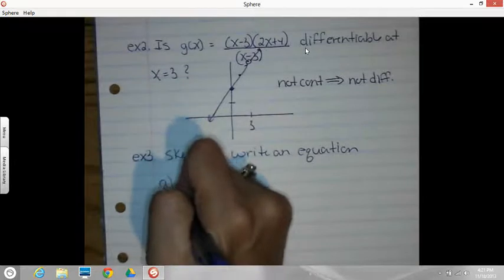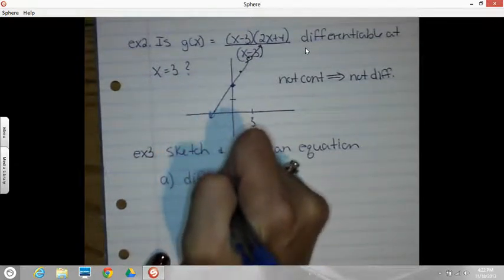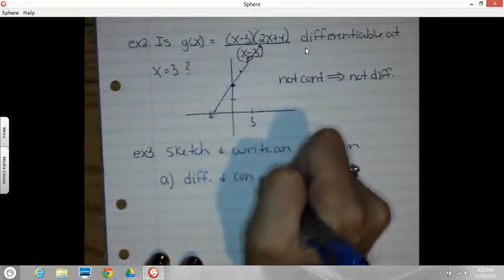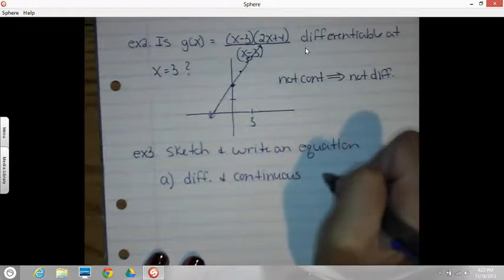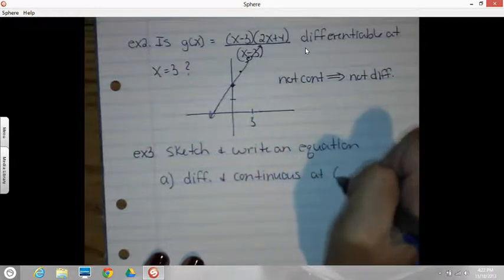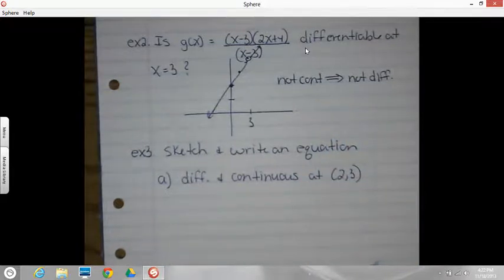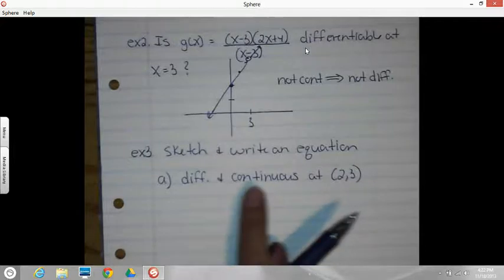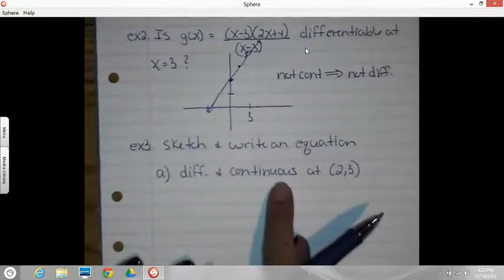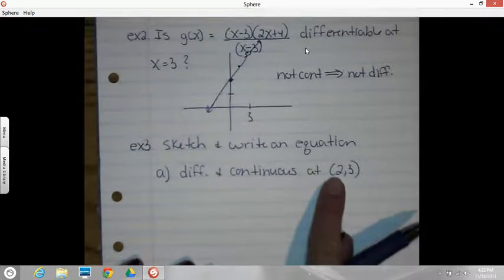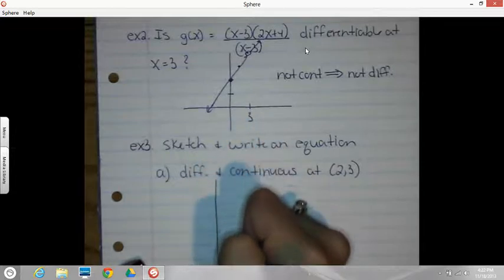I want a graph that is differentiable and continuous at the point 2, 3. So, if I think about something that's continuous and differentiable, I just need a smooth function, no cusp in it. So I know there's a line, a linear function, a parabola. So there's many, many, many correct answers here.